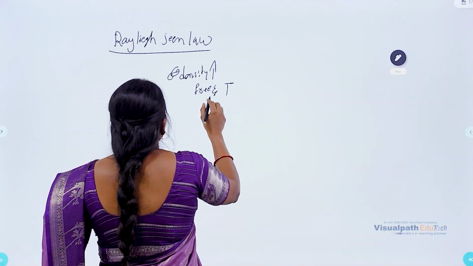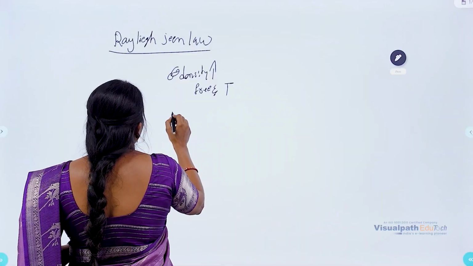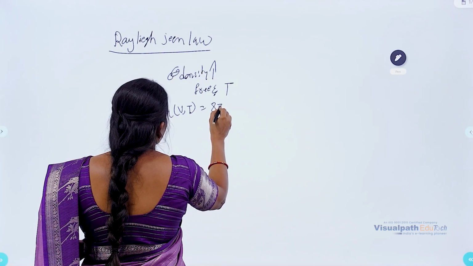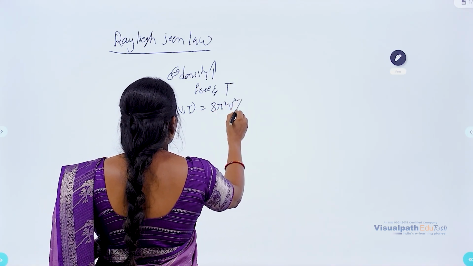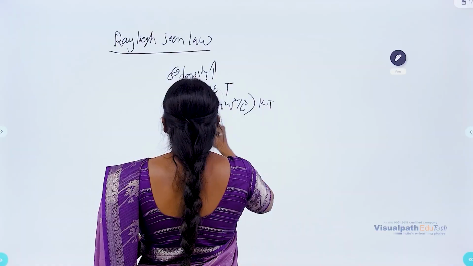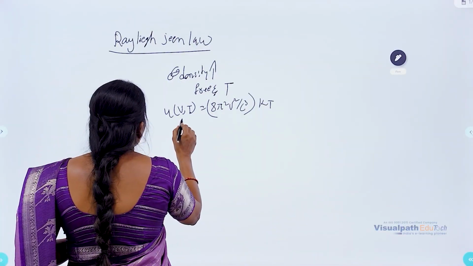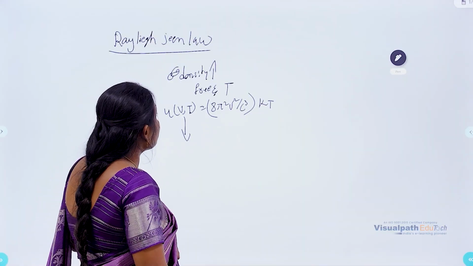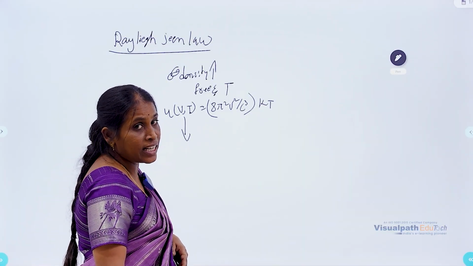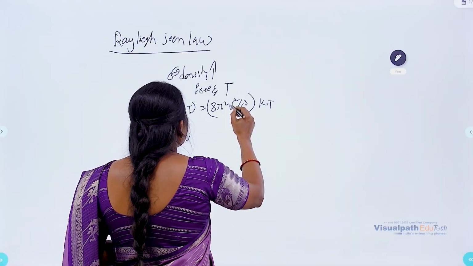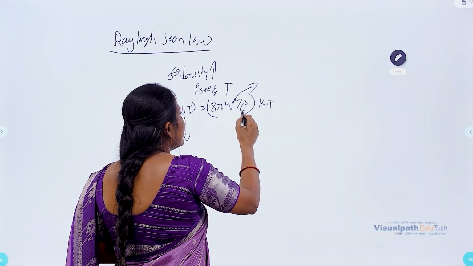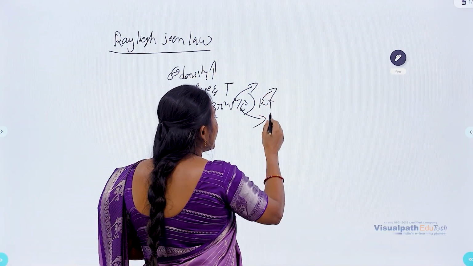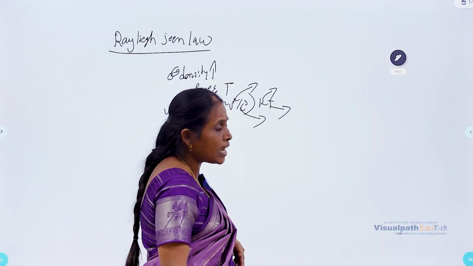Generally its formula is U(ν,T) equals 8πν² by c³ kT. This is the Rayleigh-Jeans law formula. So U(ν,T) is the spectral energy density, ν is the frequency, c is the speed of light, k is the Boltzmann constant, and T is the temperature.